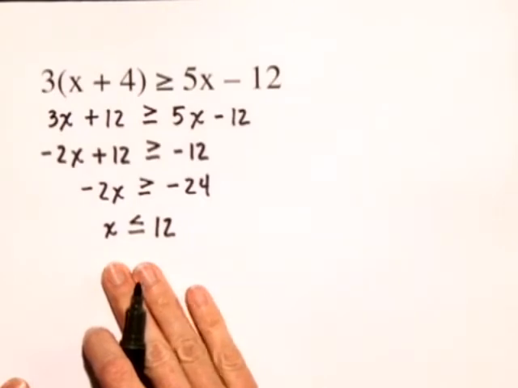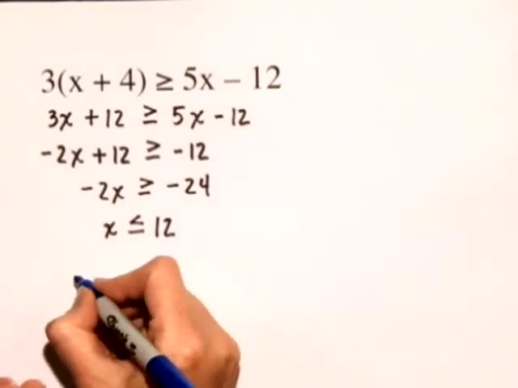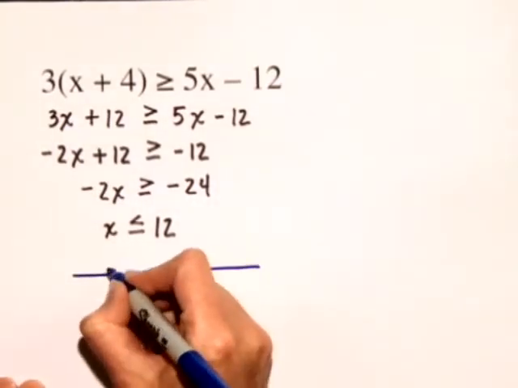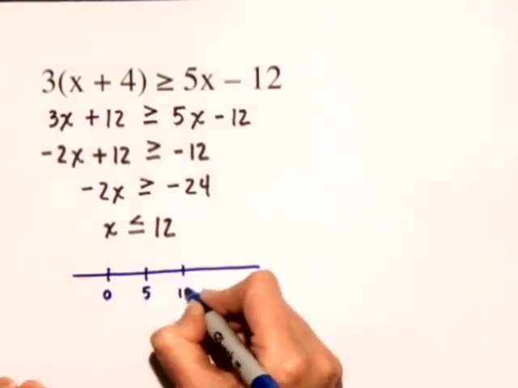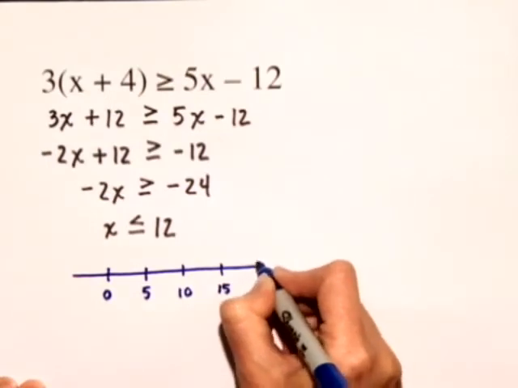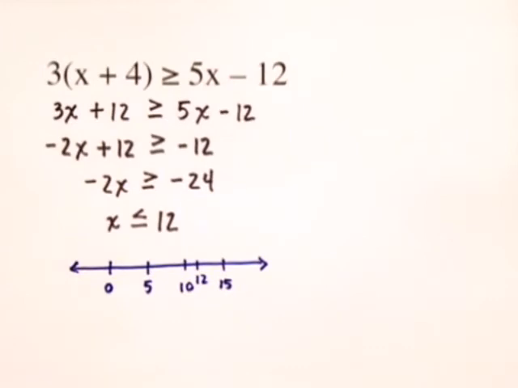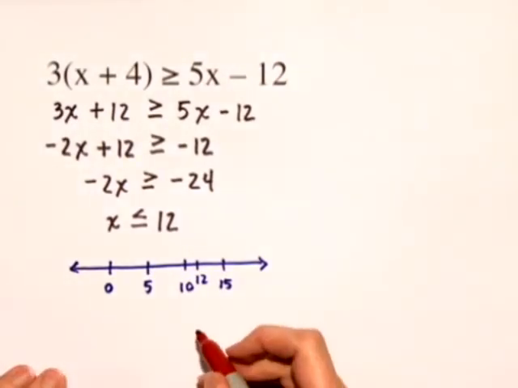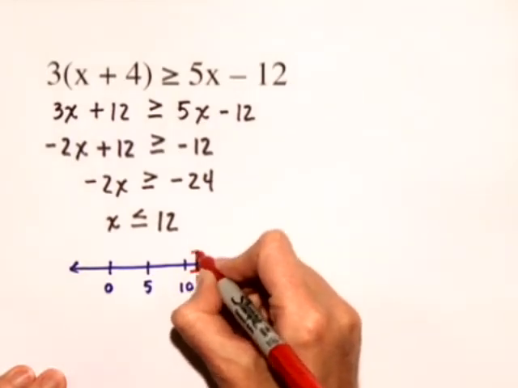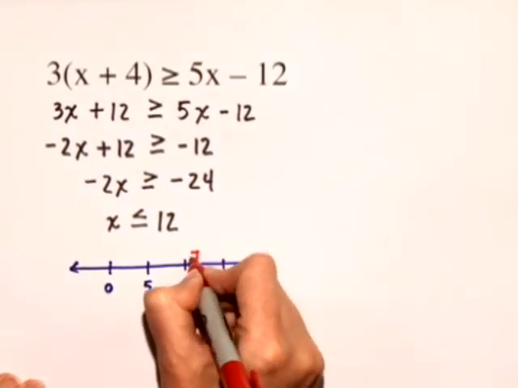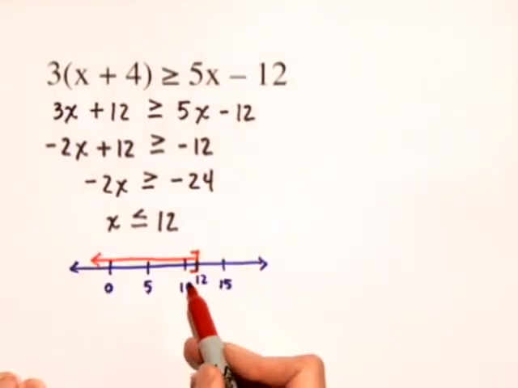How do we write this in interval notation and on a number line? Let's first put the number line down. So we have 0. Let's go by 5s. 5, 10, 15. So we have 12 right about here. We want x to be less than or equal to 12. Since 12 is part of the solution set, we want to use a bracket with squared edges, and we want values that are less than or equal to 12. So here's a graph of our solution.